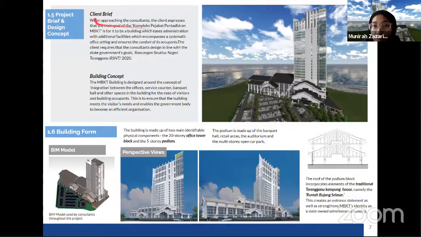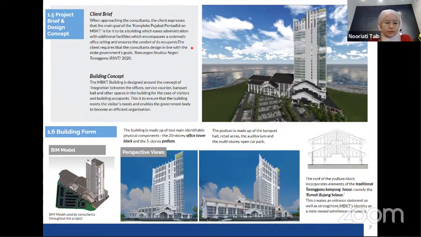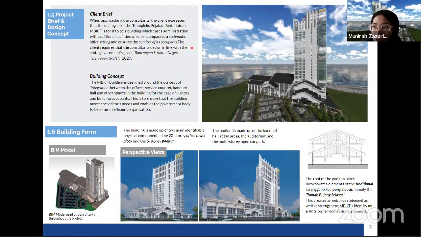So the reason why MBKT is relocating is partly because of Rancangan Struktur Negeri Terengganu 2020, and also it better represents Kuala Terengganu as a bandar pesisir pantai. So this was the essence of the design brief. Besides that, the client also stresses on integration between spaces to create a systematic office setting for the occupants and a comfortable environment for the visitors. So the building is made up of two main parts, which is the 5-story podium and the office tower block. And a key feature of the building is the podium roof, which represents the traditional Rumah Bujang Selasa of Terengganu. Next.